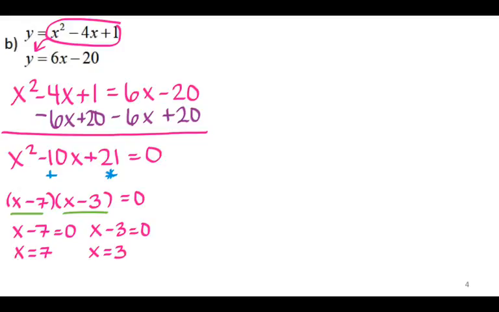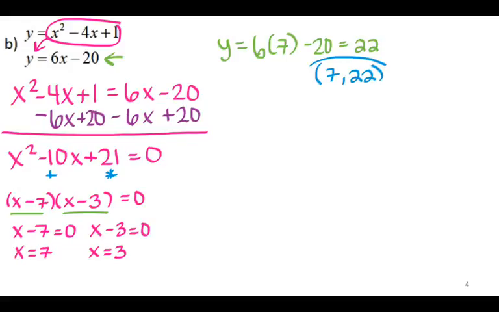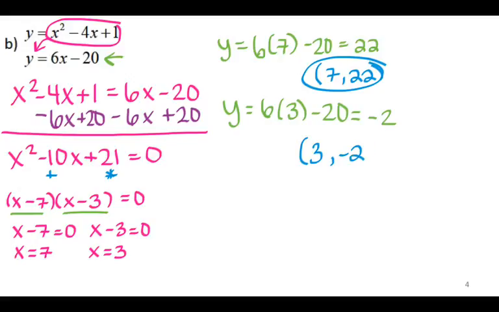Now you're still not finished because you still need to solve for y. So I'm going to take that and plug it into here. So for my first one, I'm plugging in 7, so I have y equals 6 times 7 minus 20. So 6 times 7 minus 20 is 22. So my first ordered pair is 7, 22. And then for my second one, I'm plugging in 3. So I have 6 times 3 minus 20, which is negative 2. So my second ordered pair is 3, negative 2.